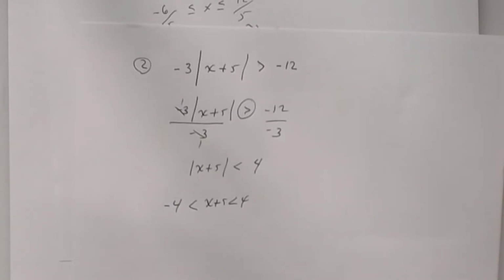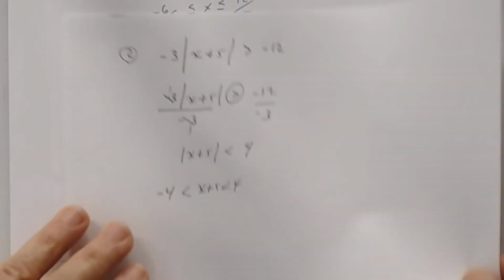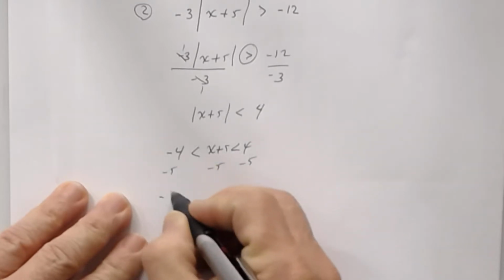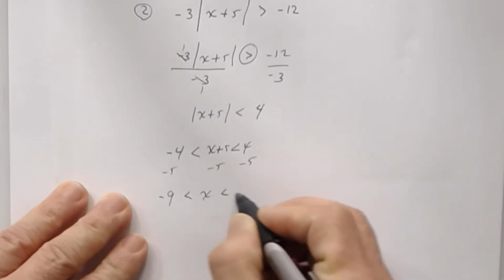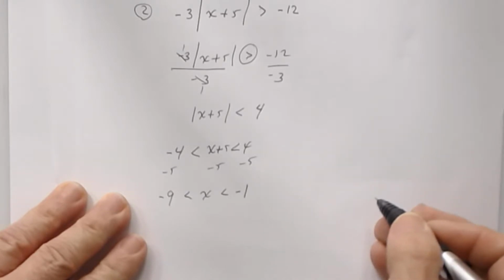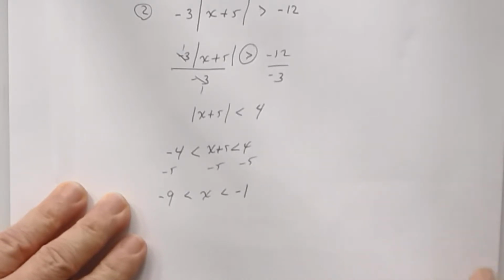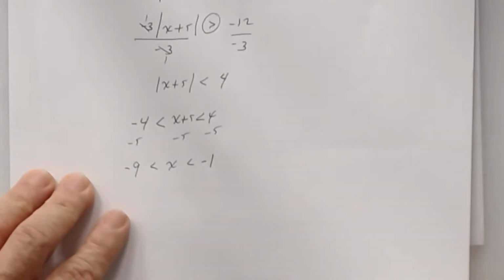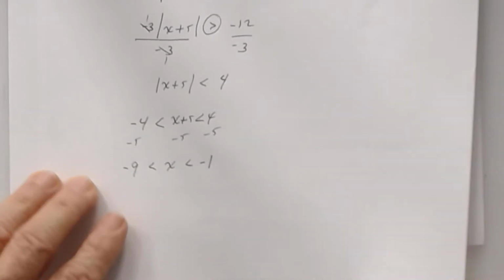All right, and then one more step and you're done because it's just an x that you see. So what's the next step? Subtract 5 from all parts. And so I get negative 9 is less than x is less than negative 1. All right. Now, are negative 9 and negative 1 solutions? No, because there's no equal sign. But any real numbers between them are solutions.